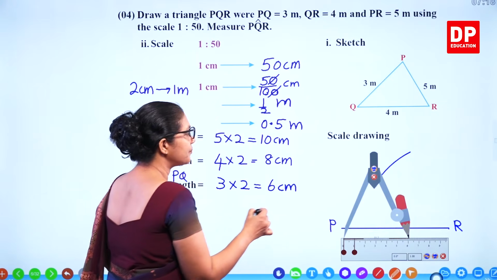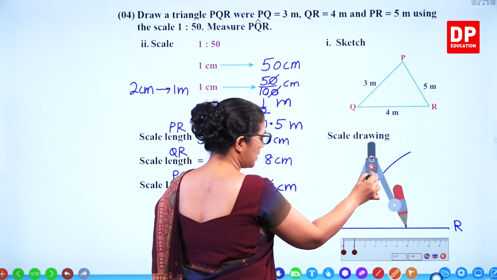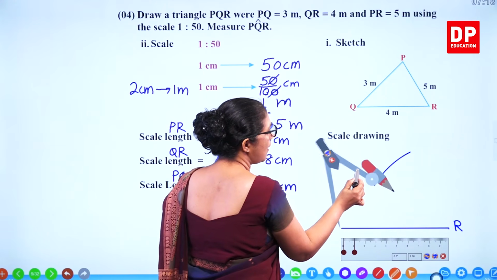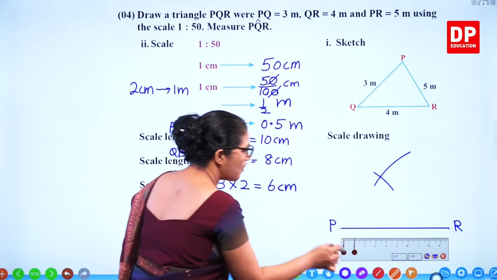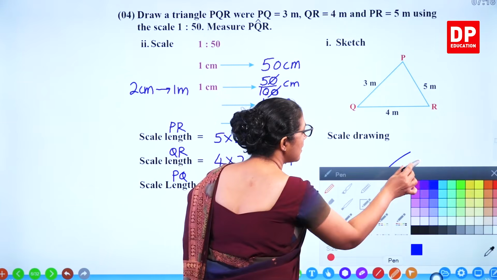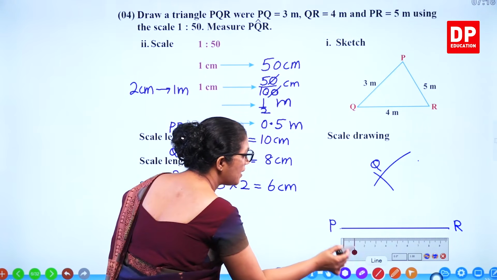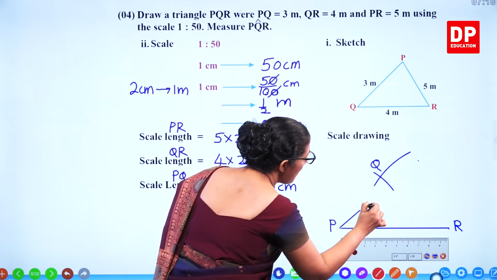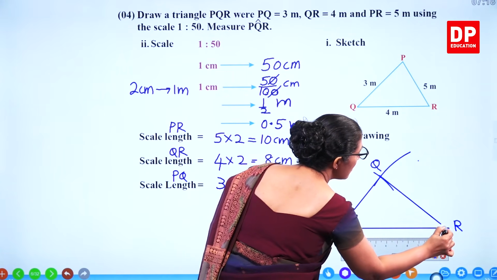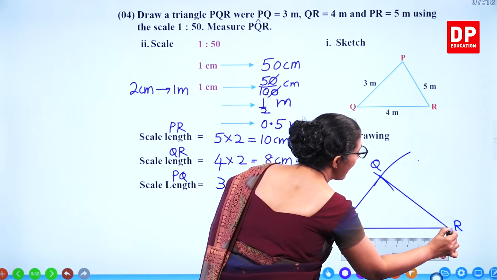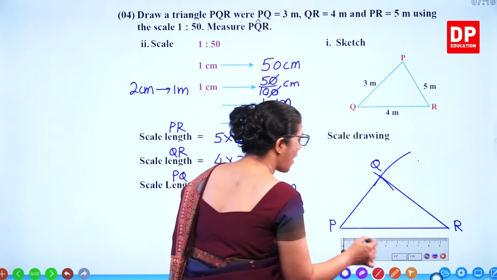So here, we keep on top of the P point and draw the other arc. The intersecting point becomes the other point. So that's Q point. Now you can take the ruler and connect P with Q and Q with R. So this is PQR triangle.